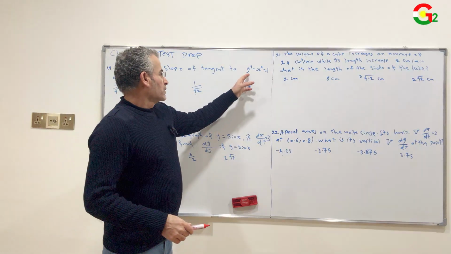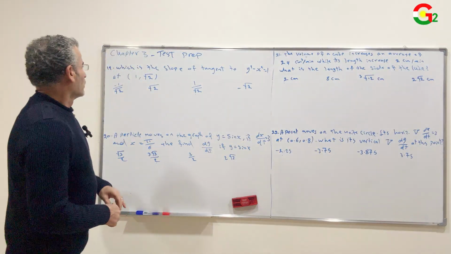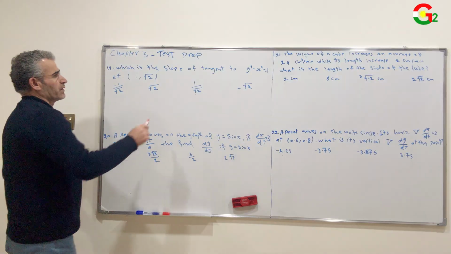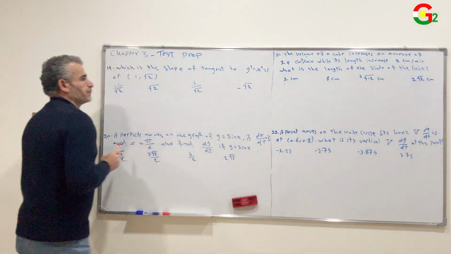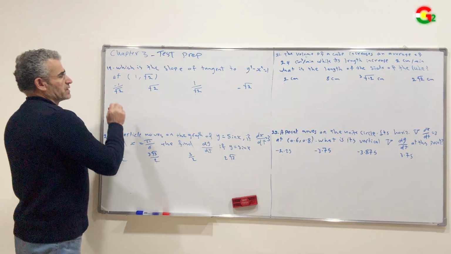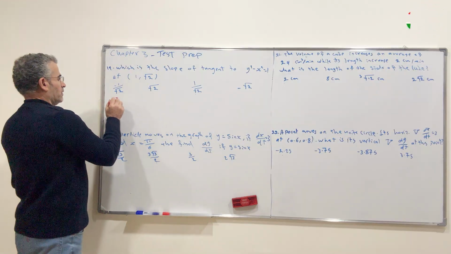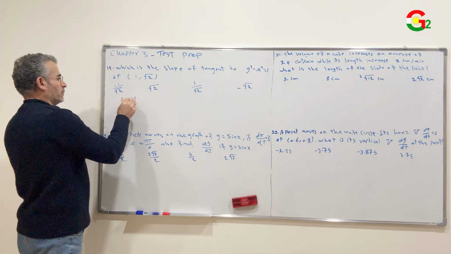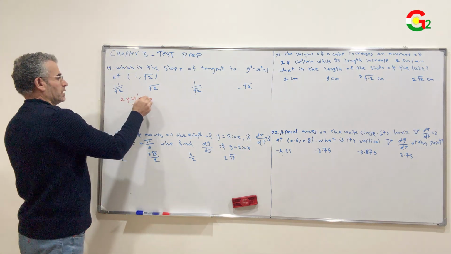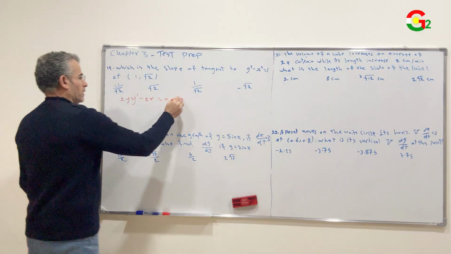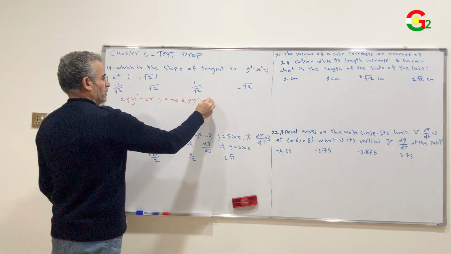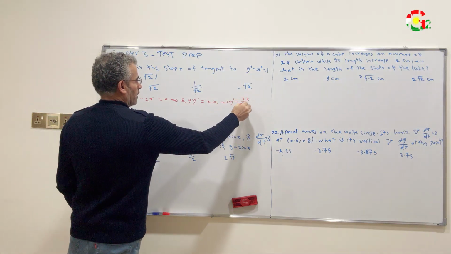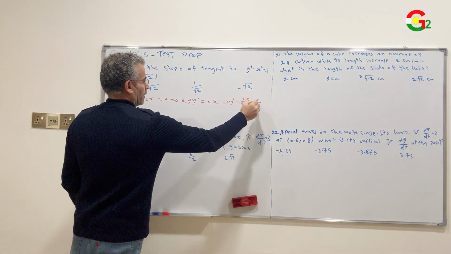Question number 19: what is the slope of the tangent to the graph of the function y^2 minus x^2 equals 1 at the point (1, square root 2)? The slope of the tangent line equals the derivative of this function at this point. Use implicit differentiation to find y prime: 2y y prime minus 2x equals 0. Then 2y y prime equals 2x. Then y prime equals 2x over 2y, equals x over y.